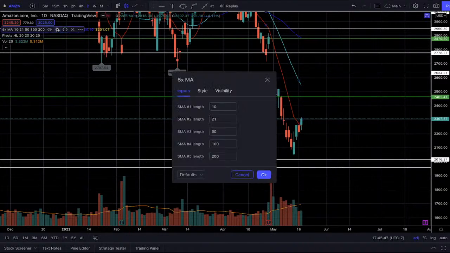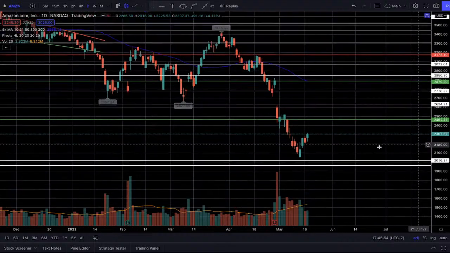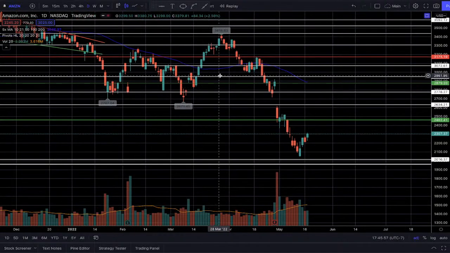If I removed all my other SMAs, some people had the charts like this. They only had the 50 SMA on the charts, and that's fine, right? This is also great, right?